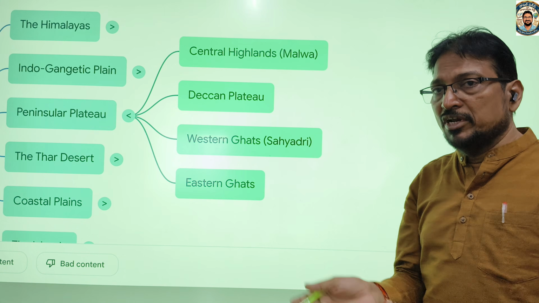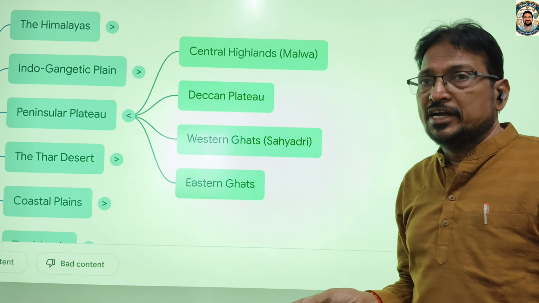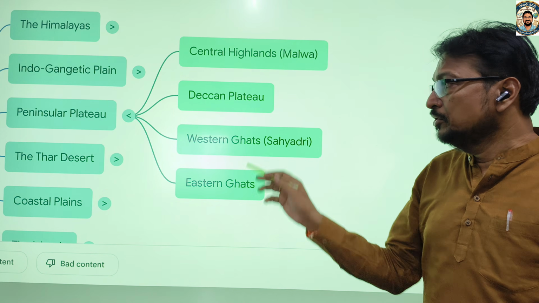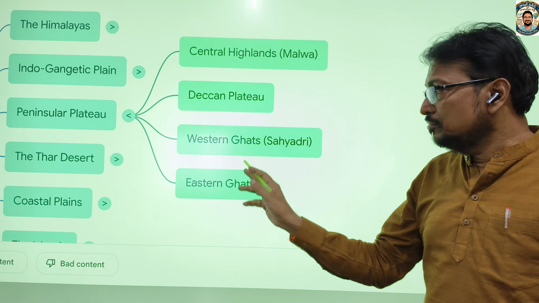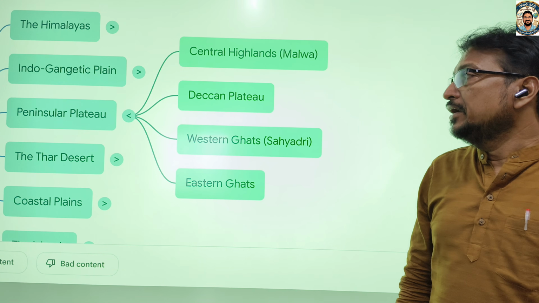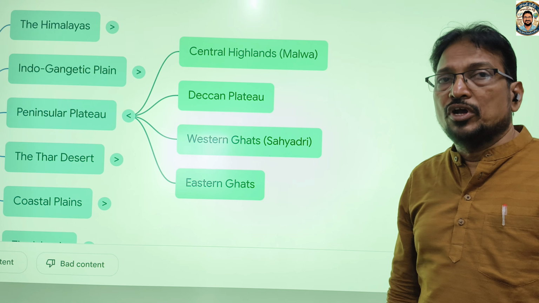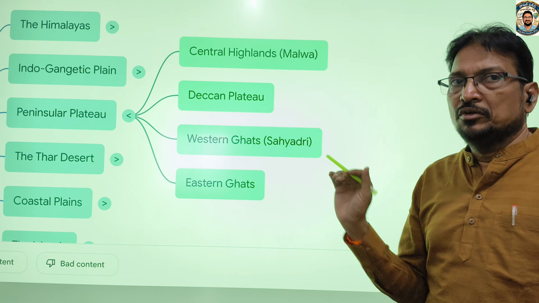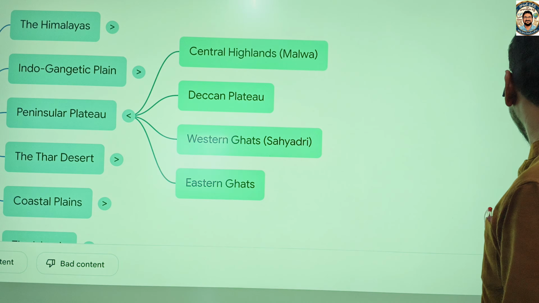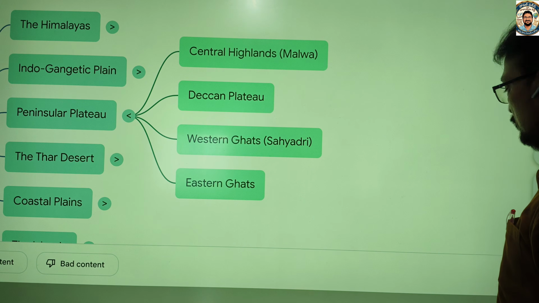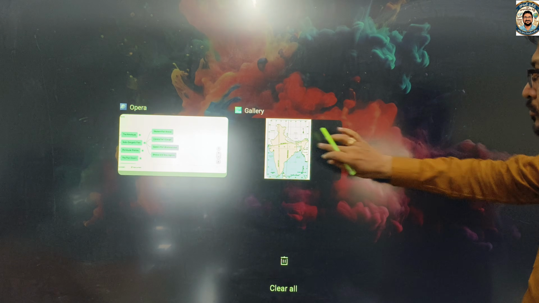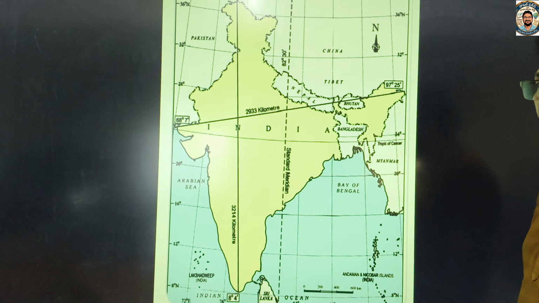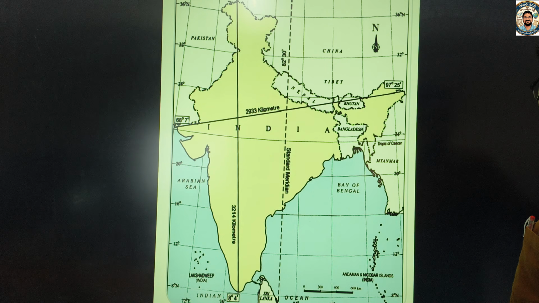And the Deccan Plateau, the middle one, the triangular part that I drew, is called the Deccan Plateau. On one side are the Western Ghats, on the other side the Eastern Ghats. Okay, and the Chota Nagpur Plateau is also there, on the east side. Once again, we will check them on the map. Where is the Chota Nagpur Plateau?